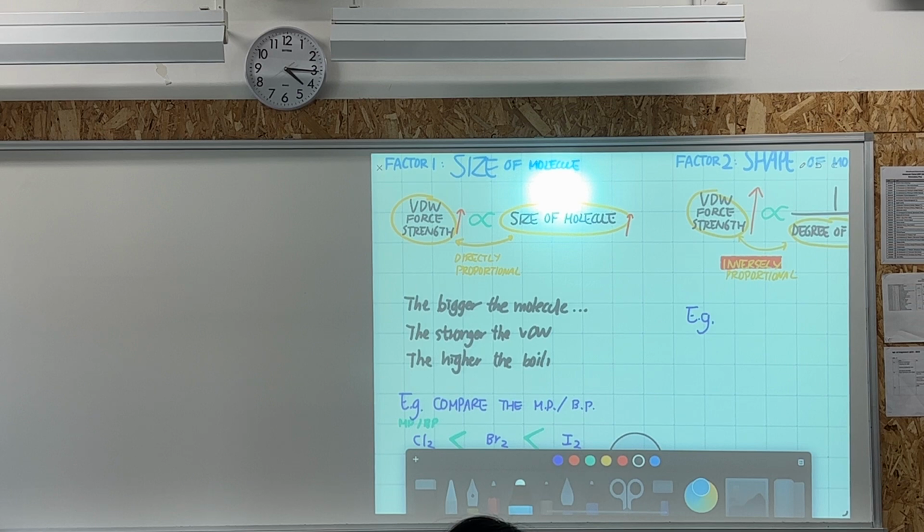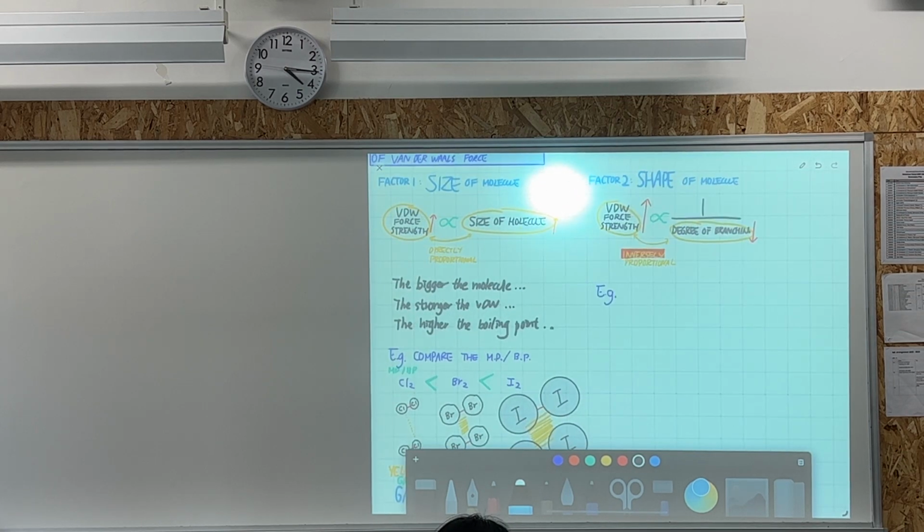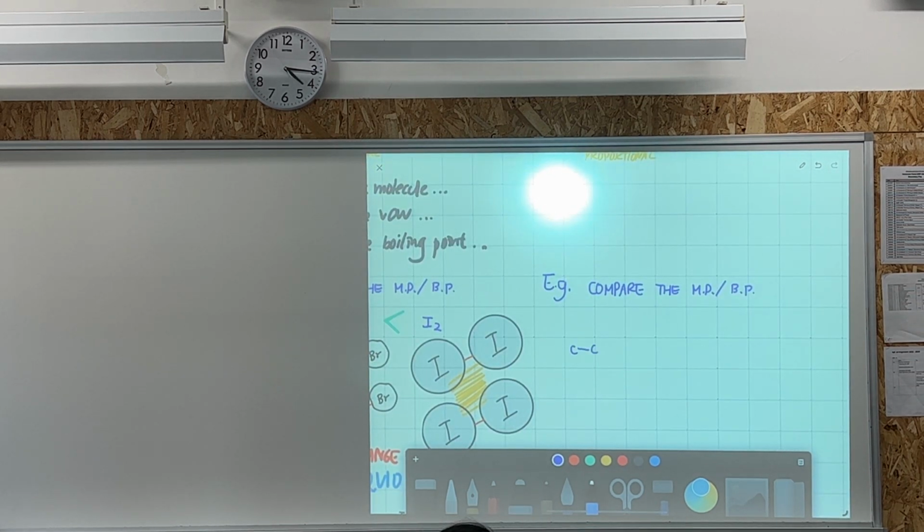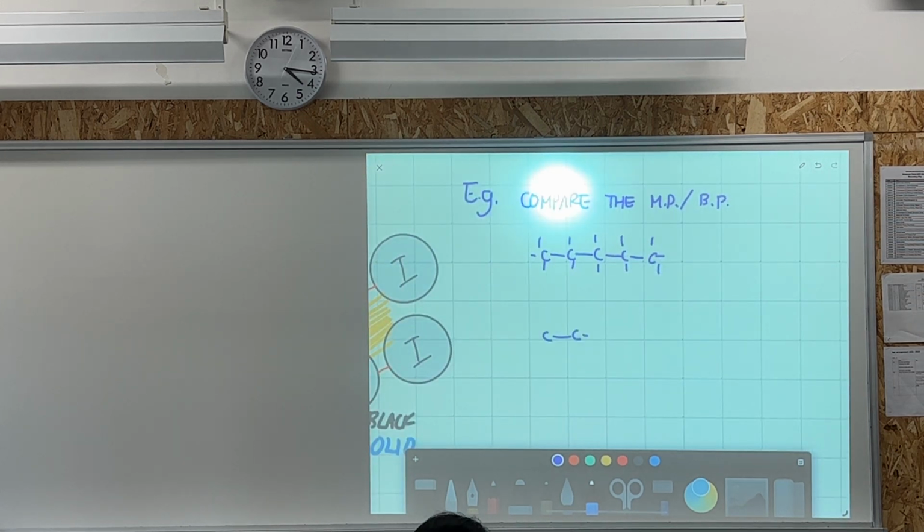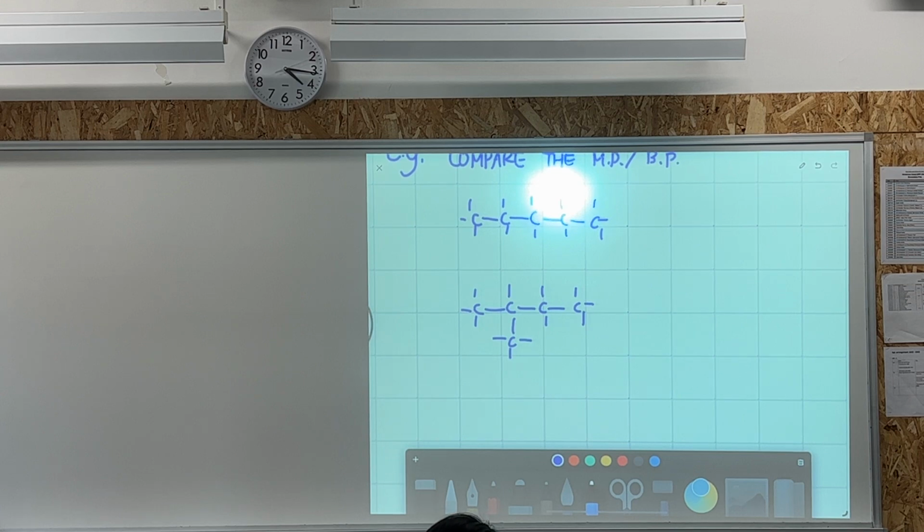Now we look at another factor here, which is the shape of molecules. So now I want you to compare the boiling and melting points of these molecules. Starting with C, C, C, C, C. Look at these 5 carbons. What do you call this compound? Pentane, yes. And here's another compound with the same number of C and H, just arranged differently. If you count, you will still find 5 carbons, and how many hydrogens?